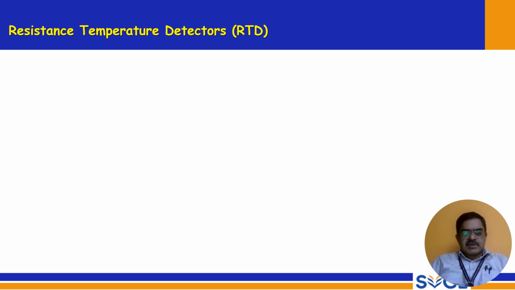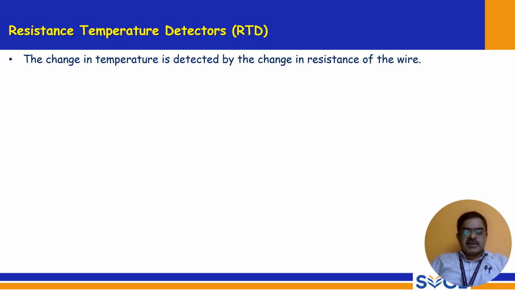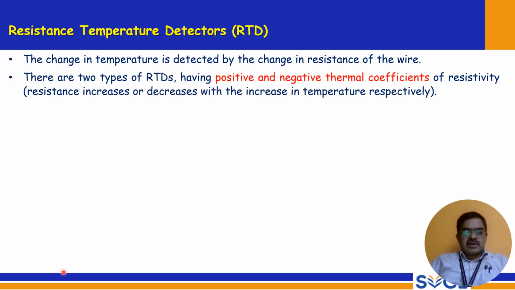So resistance temperature detector, this is another type of temperature sensor. RTD is a very popular one when we compare it to the thermocouple. The change in temperature is detected by change in resistance of the wire, and there are two types of RTDs having positive and negative thermal coefficients of resistivity. Resistance increases or decreases with the increase in temperature respectively.